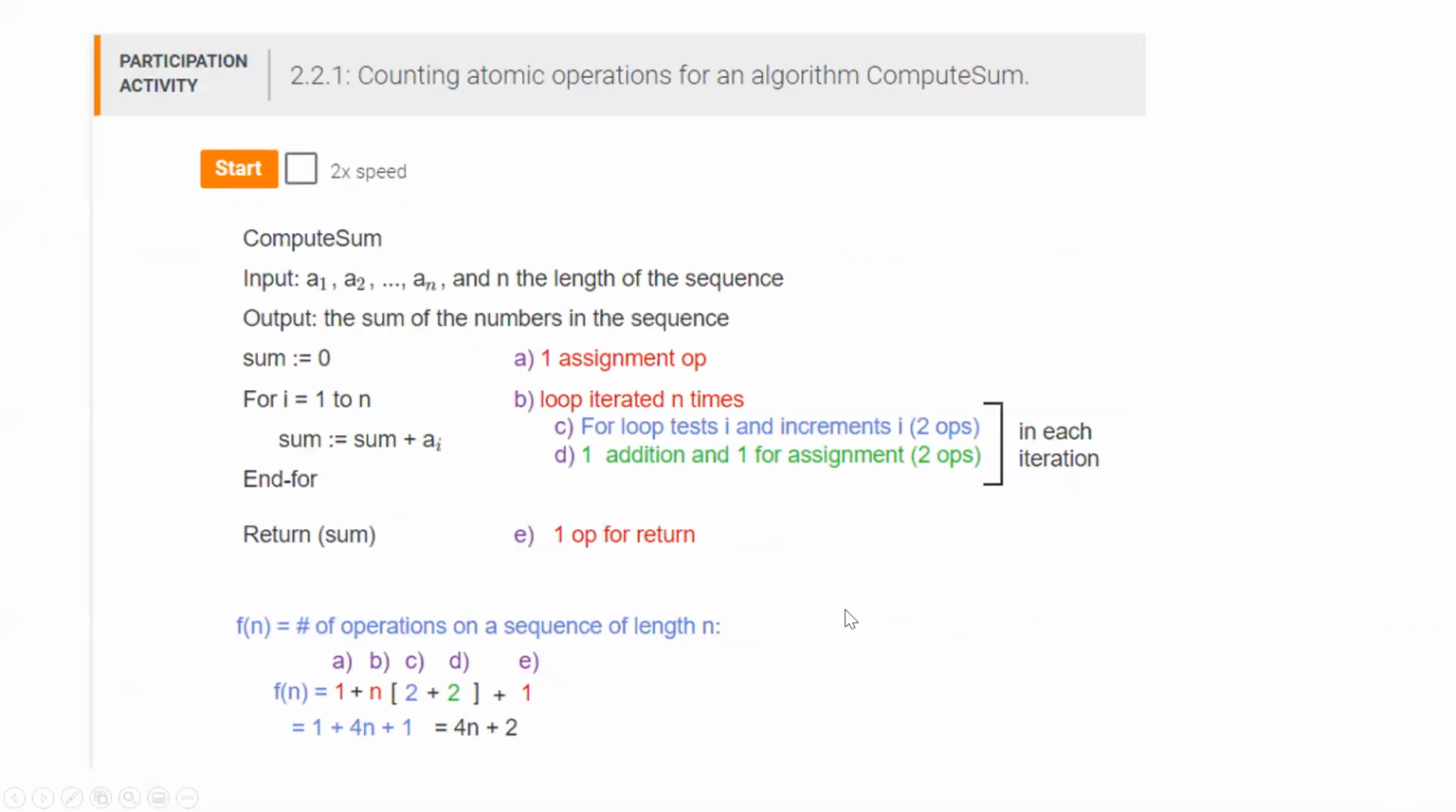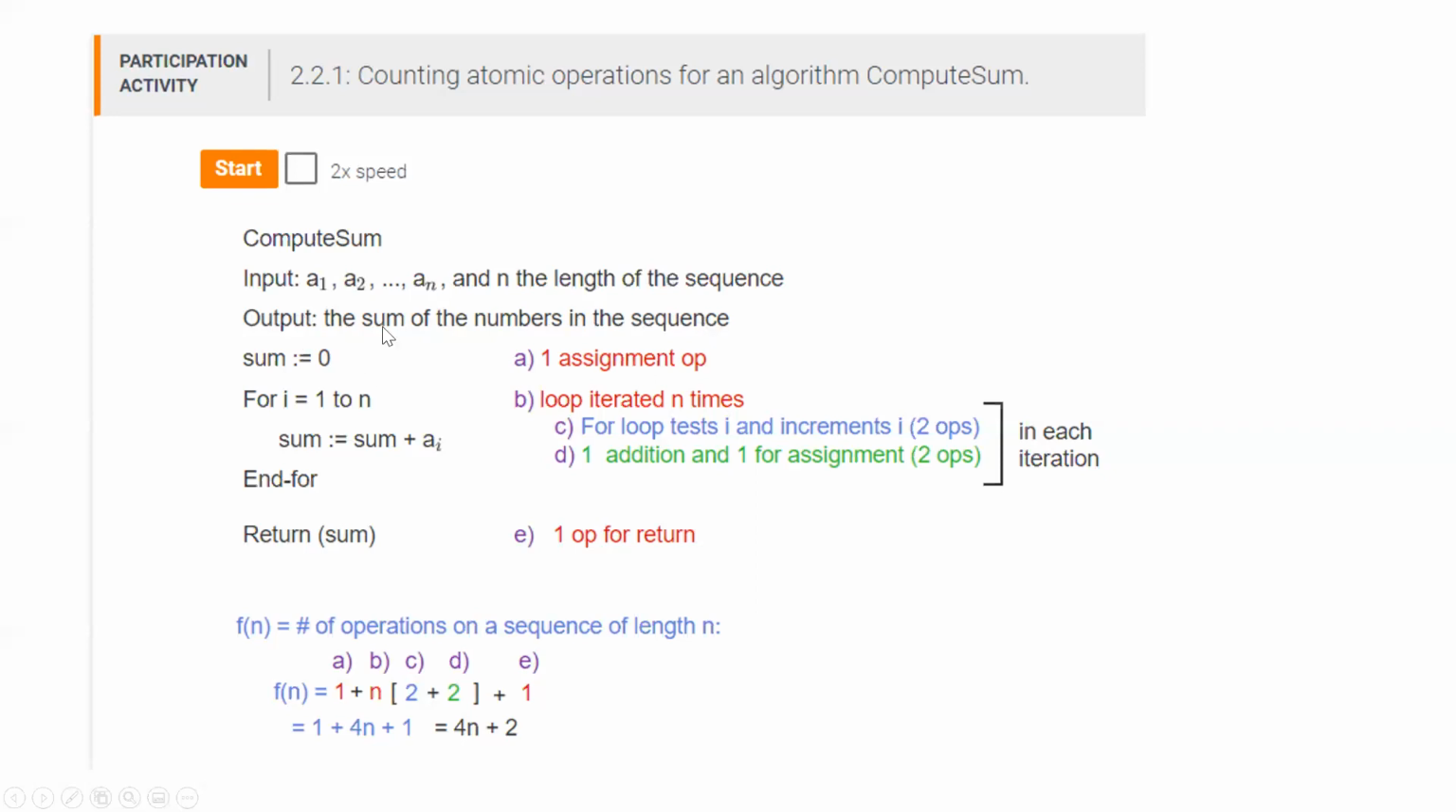Okay, so let's look at this. I just took this off of the participation activity. You're going to be doing this participation activity, and I don't have time for us to flip through it, but I just wanted to give you an idea of what this is all about. So let's look at this algorithm called compute sum. The input's going to be n numbers. It might be 3, you might put in 100. The output's going to be the sum of the numbers in the sequence.